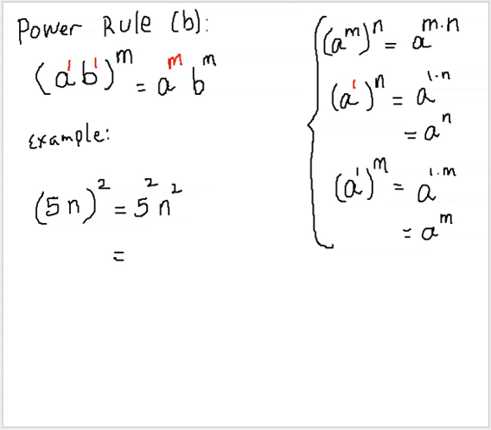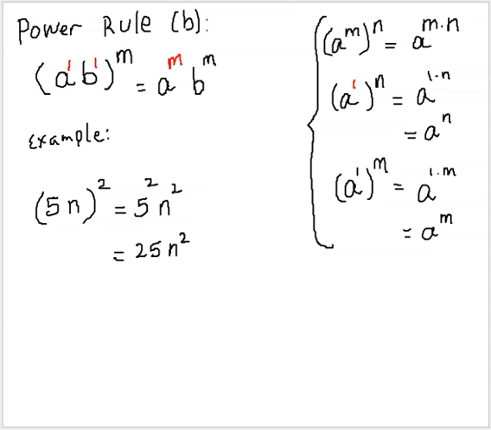Okay, so it means 5 to the power of 2 would be equal to 25, right? 25 n to the power of 2. Okay, please type OK if everybody is okay with this. All right.